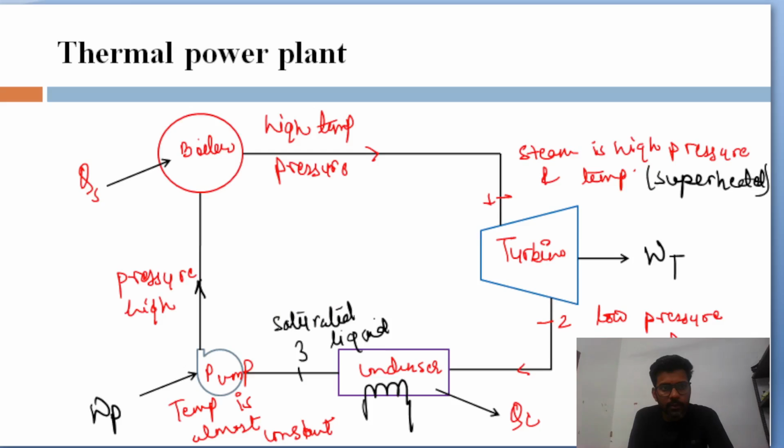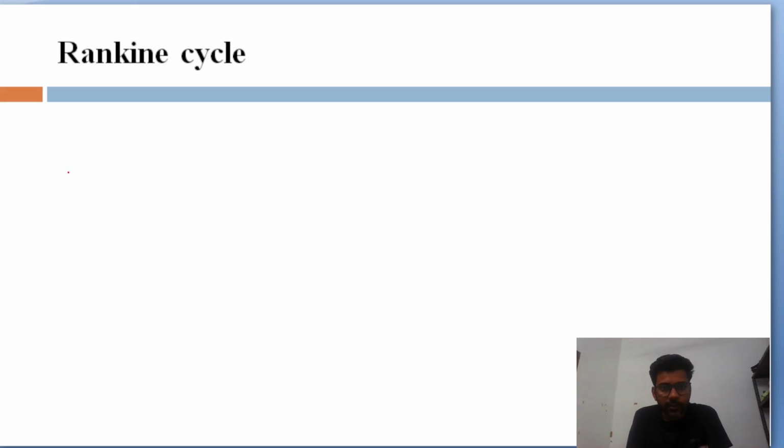Now if we plot this thermodynamic cycle on a TS diagram, then we will get the Rankine cycle. So Rankine is a scientist who plotted this cycle on a TS diagram.